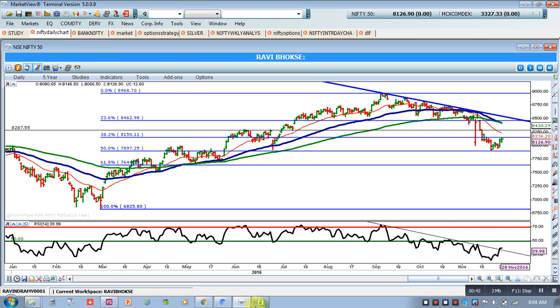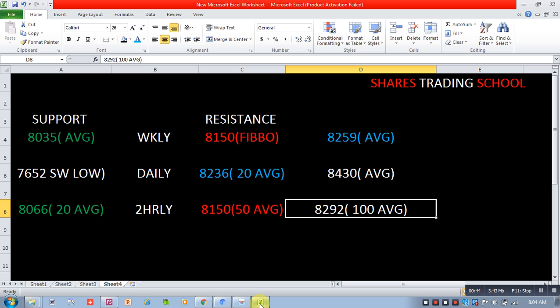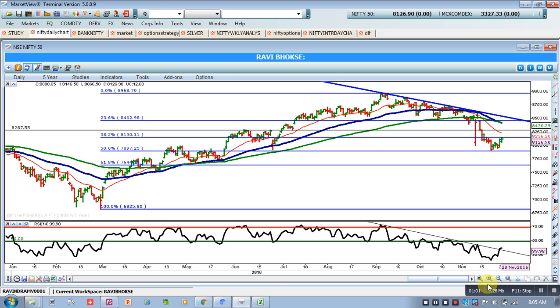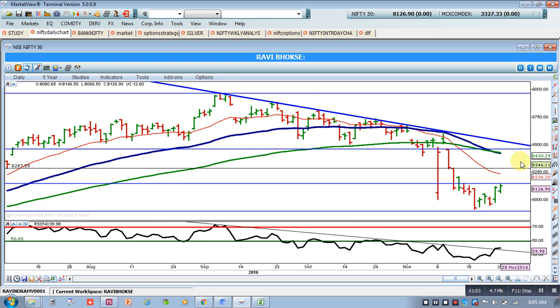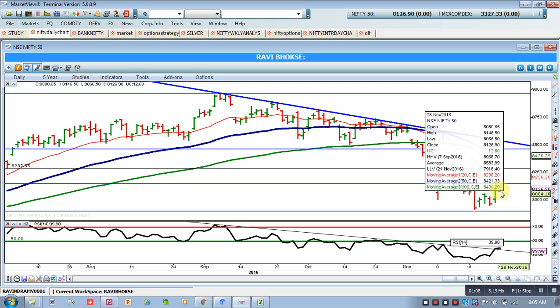a resistance. If you remember this chart, we discussed it in yesterday's video. The 8,150 level is a weekly Fibonacci level, and on the 2-hourly chart it was at around the 50 EMA. So this level which I have shown in red was a very crucial level in our analysis, and 8,150 should act as a resistance. Indeed, yesterday the market tested a high around 8,146.50 and then stopped around 8,126.